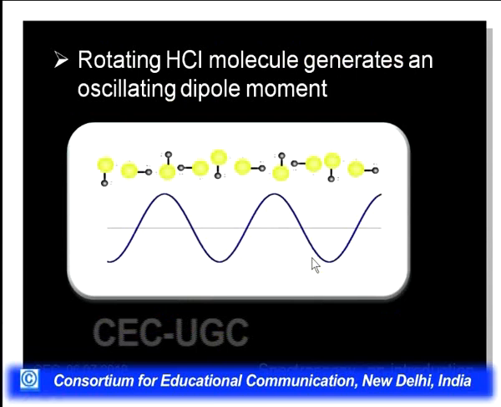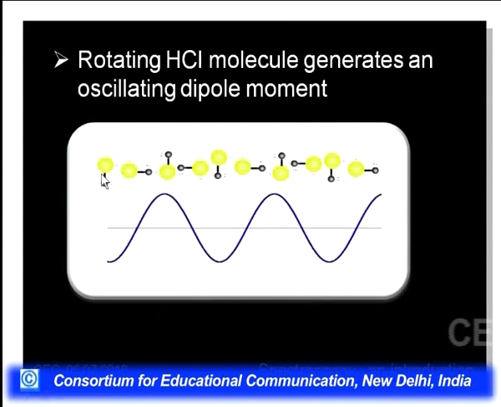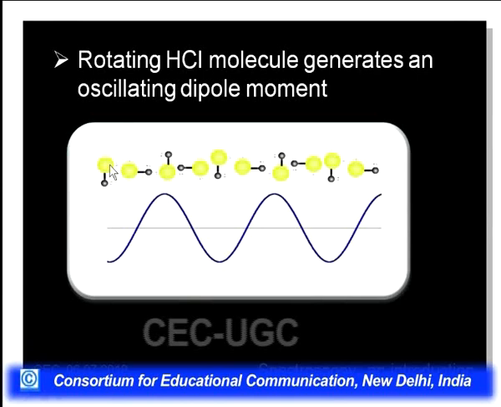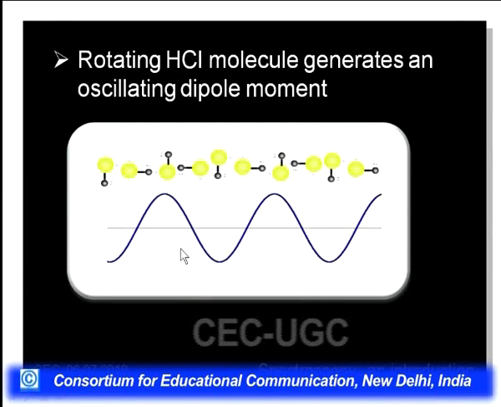What basically happens is a molecule like HCl, which is polar, has a dipole moment. When it tumbles, when it rotates, you can see that in this orientation, this is the dipole moment here. When it moves like this, say clockwise, we find that the dipole moment is changing. So with the rotation, we are generating an oscillatory dipole moment there. So there is an oscillation here.